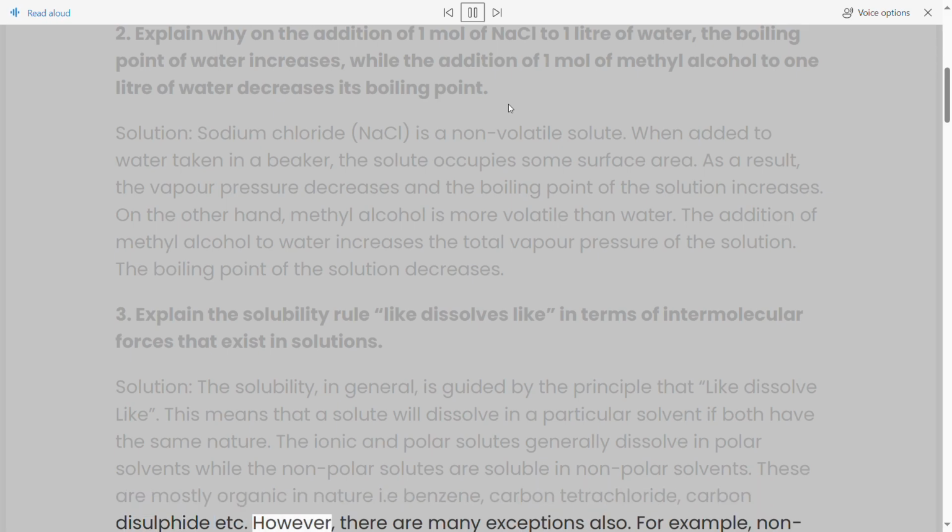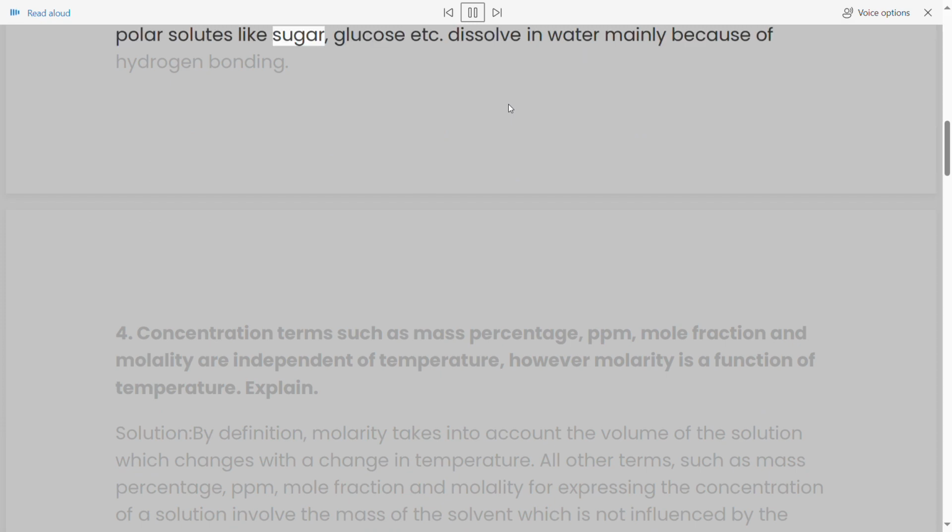However, there are many exceptions also. For example, polar solutes like sugar, glucose etc. dissolve in water mainly because of hydrogen bonding.